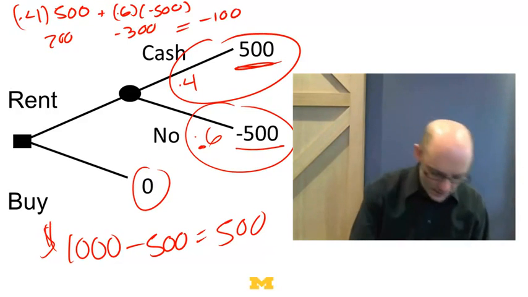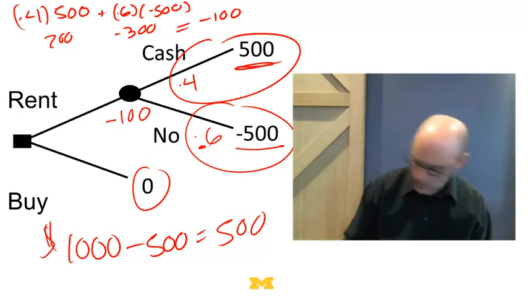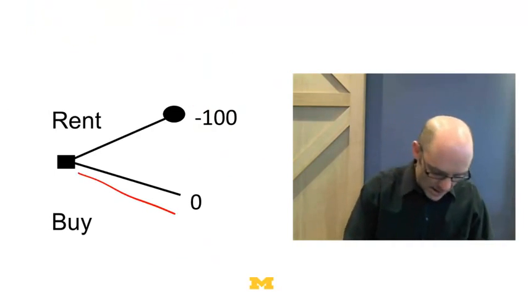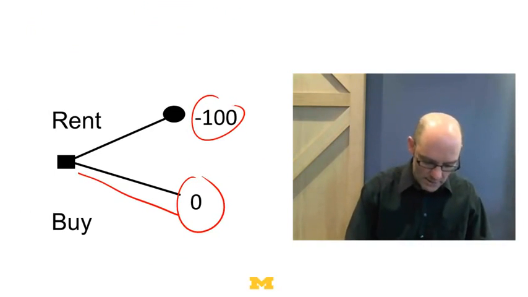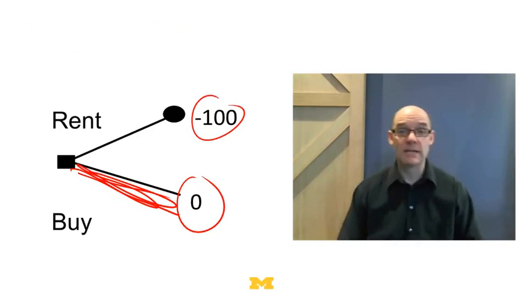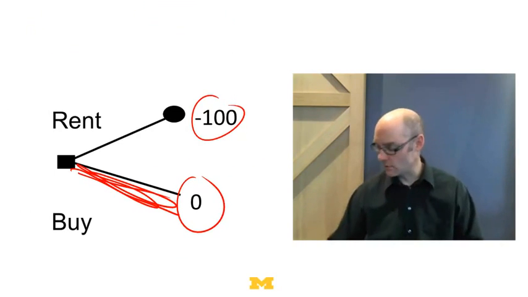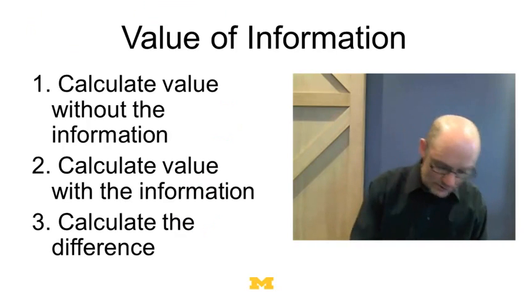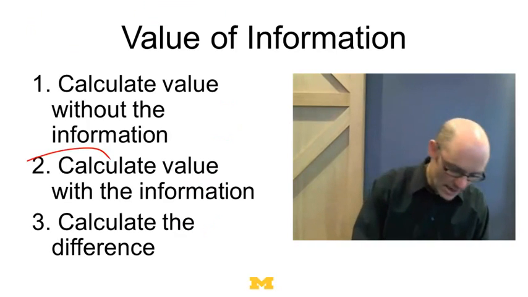So what I get is, if I were to rent, I'm out $100. So if I draw my tree, it's pretty straightforward. If I buy, I get 0, and if I rent, I'm out $100. So what I should do is buy. Without the information, I should just buy, and I'm at this net 0 case. So that's what I've done. I've calculated the value without the information.